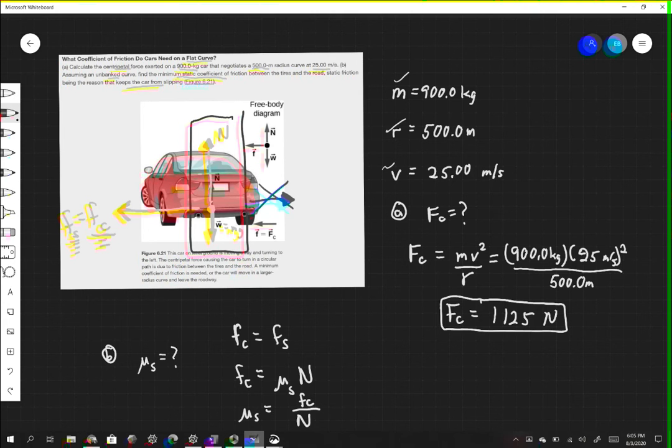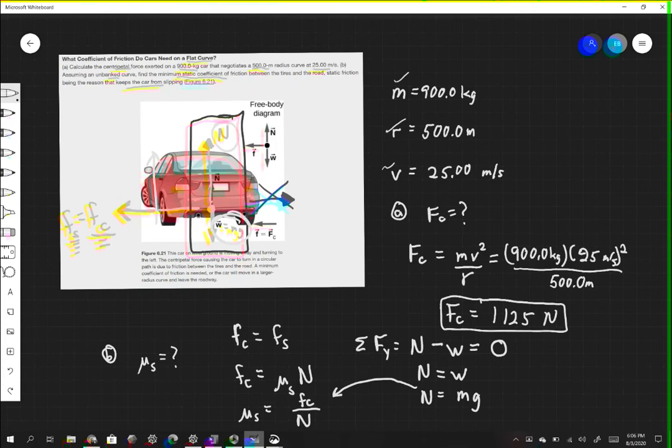And I can figure this out based on my picture. I have these forces that I've drawn. The sum of forces in the y direction: I have a normal force acting up, I have the force of gravity, W, acting down, and that's got to be equal to 0 because this car isn't bouncing up and down. It's not leaving the road. It's not going airborne. It's staying in contact with the road. So the normal force has to be equal to the weight. So the normal force is equal to mass times gravity.